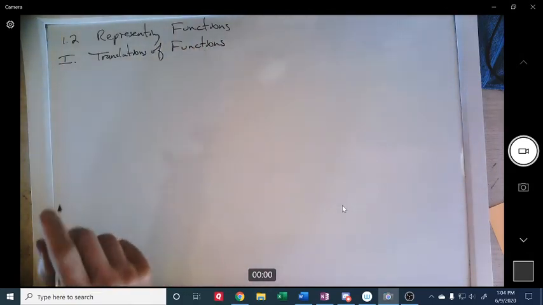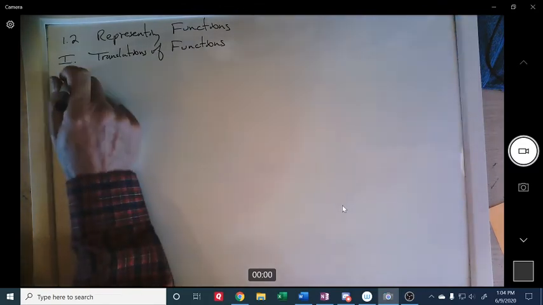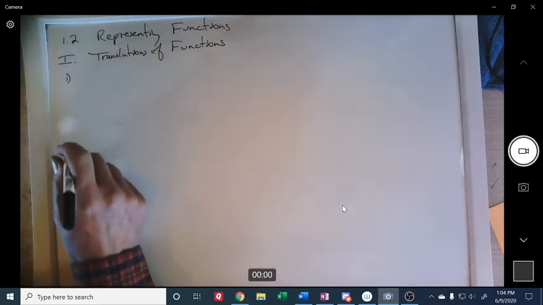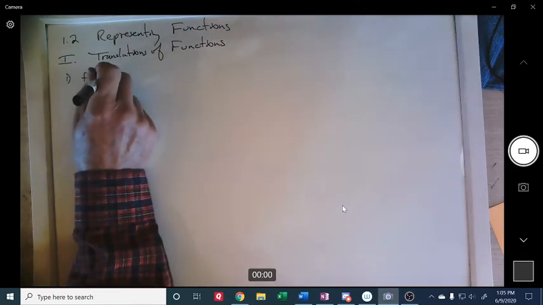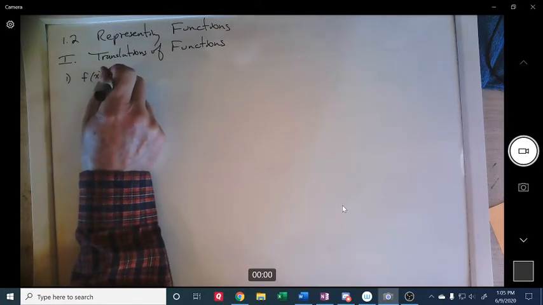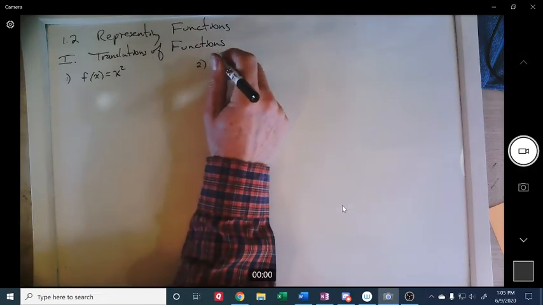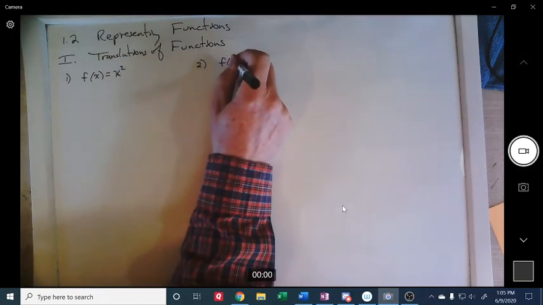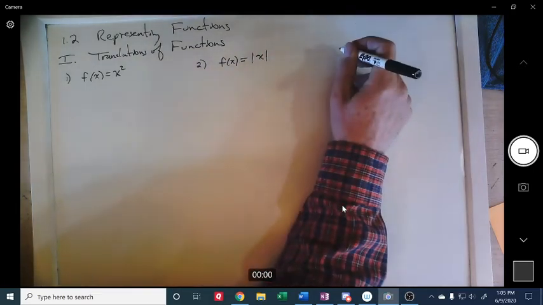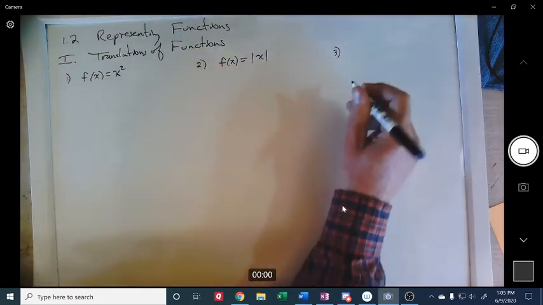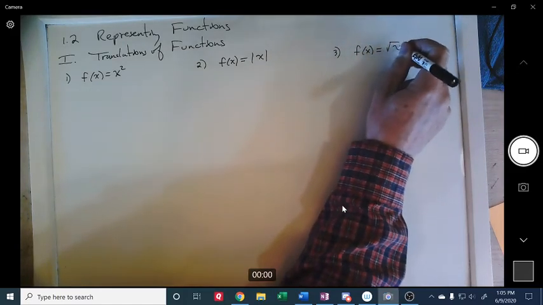All right, and we're going to have 3 functions that I start with as a basis. Function number 1, f of x is equal to x squared. Function 2, f of x is the absolute value of x. Function 3, f of x is equal to the square root of x.